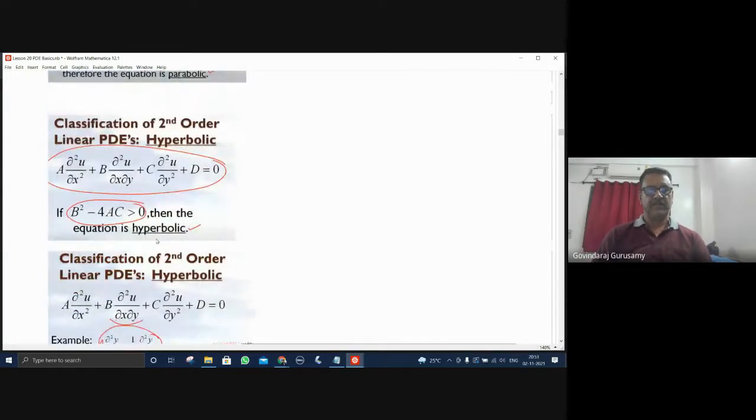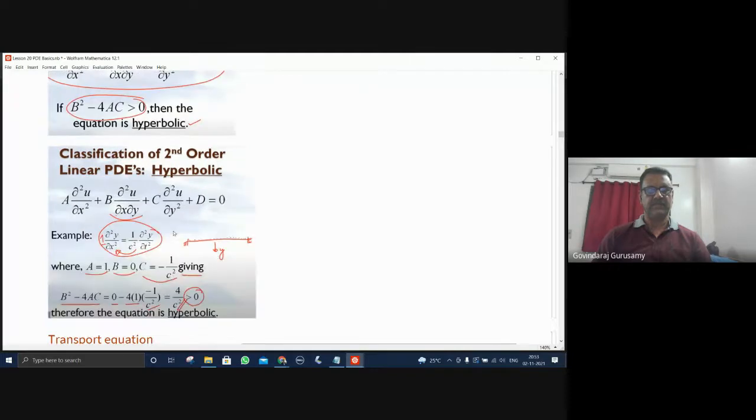Okay, so hyperbolic is greater than 0. Of course, B square minus 4AC is this, and then you have the other contribution. This is the typical wave equation, which is greater than 0. So therefore, the solution type is hyperbolic.